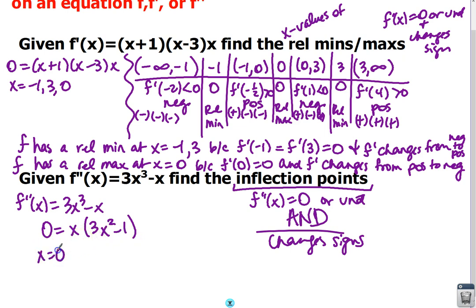So x is equal to 0, and this is going to be x squared is equal to 1/3, so x is equal to plus and minus root 1/3.